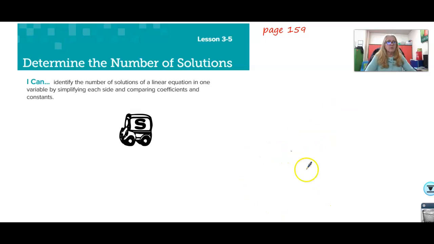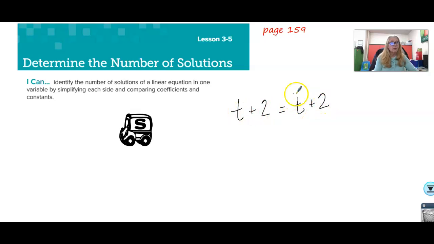Now, I also said that there are equations that could have infinite solutions. Let's look at one of those also. What if I had t plus 2 equals t plus 2? What could t be? Well, t could be anything because that t and that t have to be the same number. So no matter what number we pick for t, we're going to add 2 to it, and this side and this side are always going to be equal. It doesn't matter if t is 1, 2, 3, 4, 10, a zillion. The left side and the right side will always equal each other. So t can be any number it wants to be. That is an example of an equation with infinite solutions.